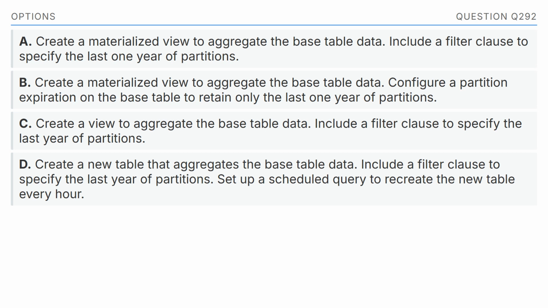Option C, create a view to aggregate the base table data. Include a filter clause to specify the last year of partitions. Option D, create a new table that aggregates the base table data. Include a filter clause to specify the last year of partitions. Set up a scheduled query to recreate the new table every hour.